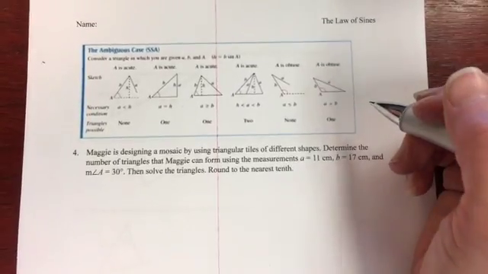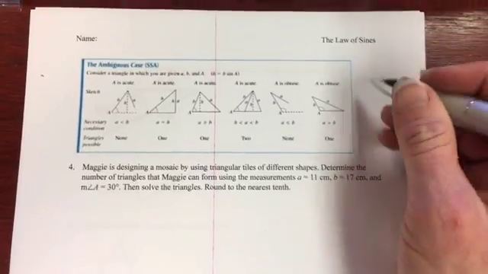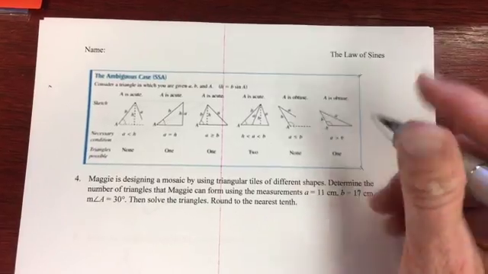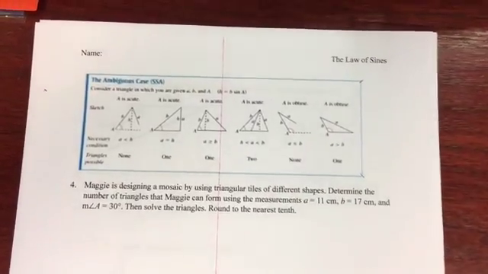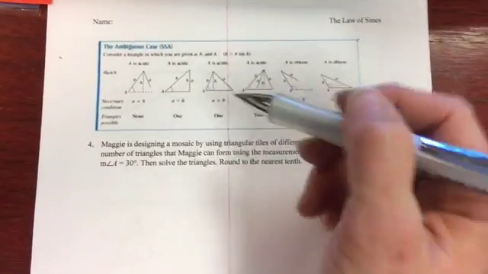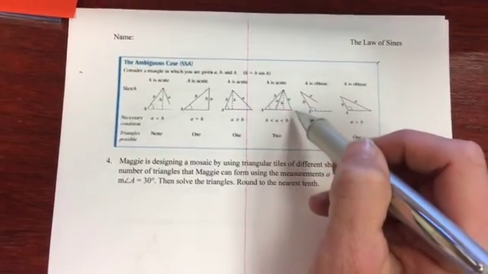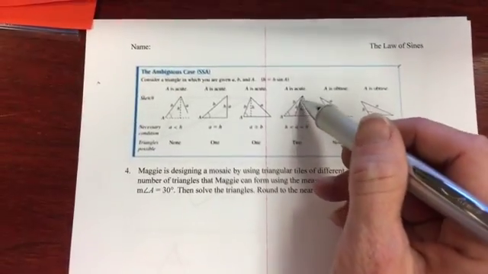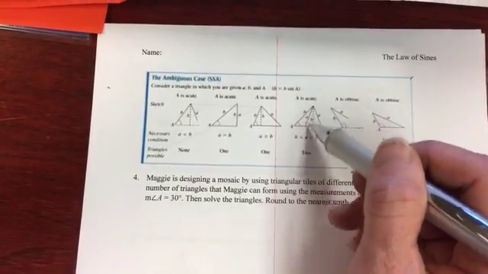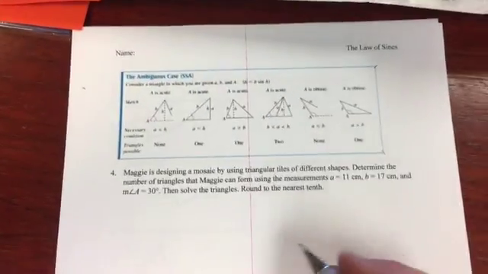Now, we have an ambiguous case where you have side-side-angle, which, if you remember from geometry, you couldn't ever use to prove that triangles were congruent. The reason why is that you can have the same side-side-angle, but they wouldn't be congruent because they could be two different triangles. So we're going to figure this out.